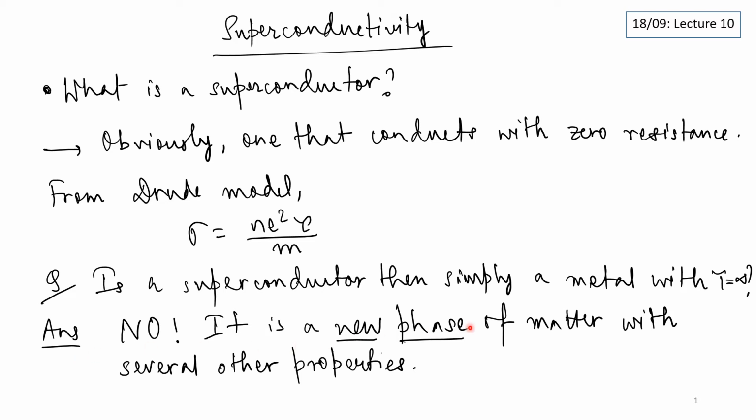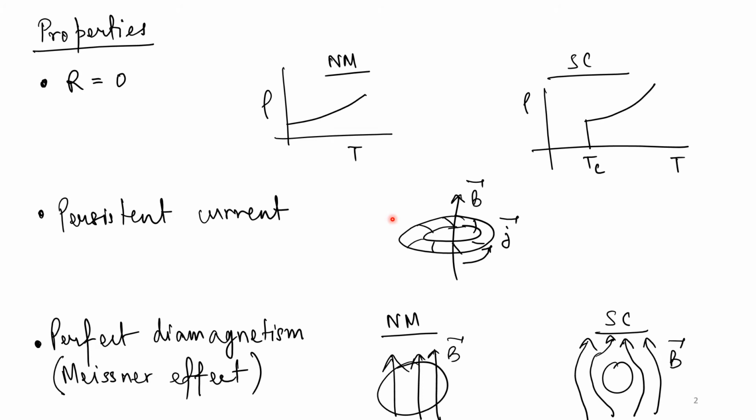It is fundamentally a new phase of matter, meaning the metal you started with has undergone a drastic transformation and has become something completely new. And resistance going to zero just happens to be one of the properties, which is non-trivial. There are several other properties, all of which manifest what is called a superconductor. Okay, so let's discuss some of these properties.